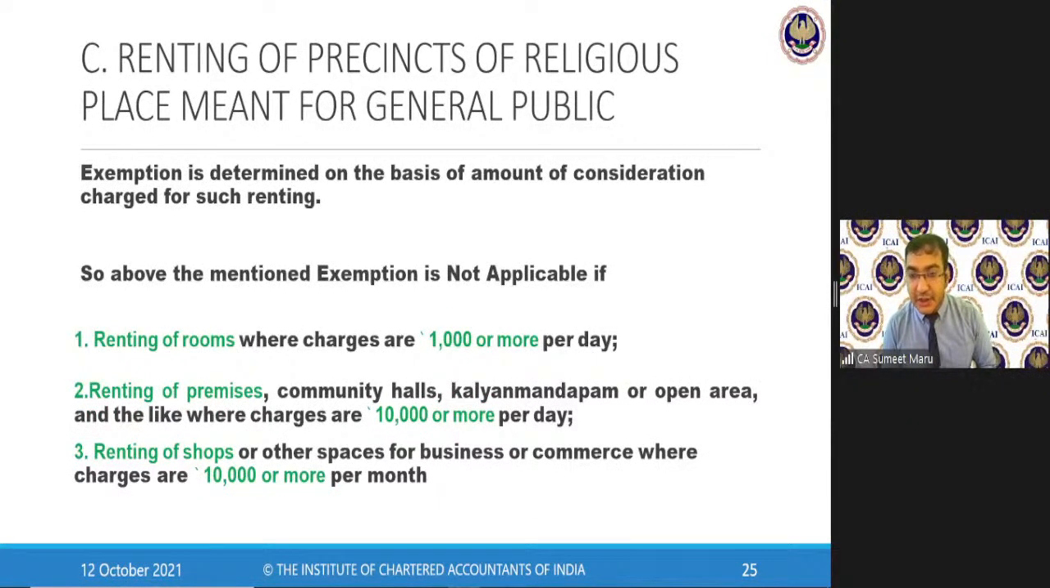Rahul Awaz asks, sir, is registration mandatory here? No, there is no registration mandatory here. It should only be a religious place, and you are giving it on rent. Here there is no need for a 12A ticket.